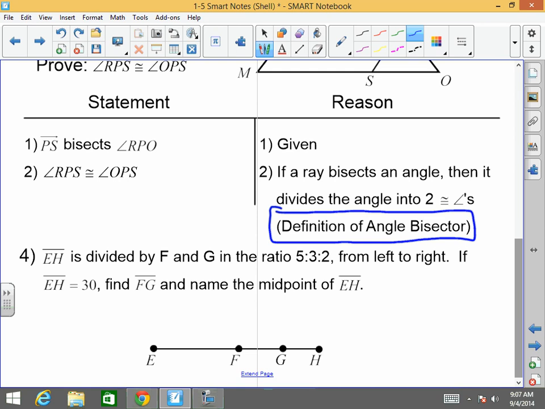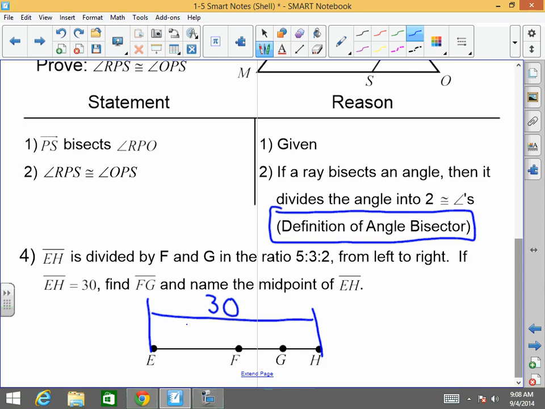If EH, the whole entire thing, is 30, find FG and name the midpoint of EH. All right, let's check this out. The ratio of the three different sections here is 5 to 3 to 2. But we don't know the size of either of the segments, correct?